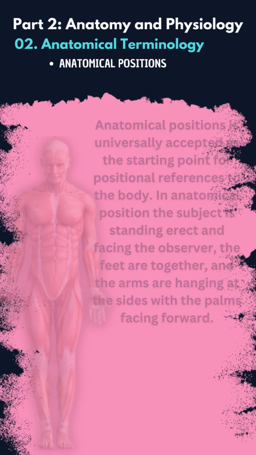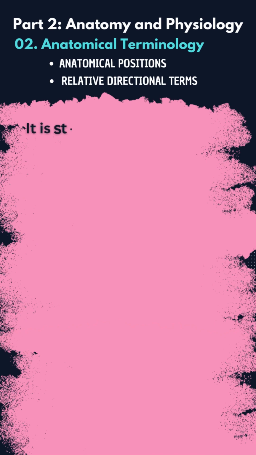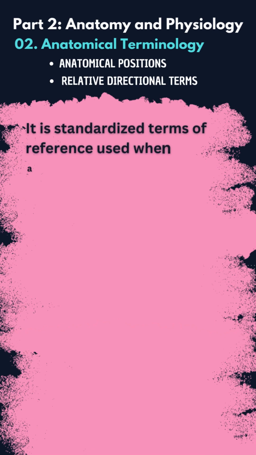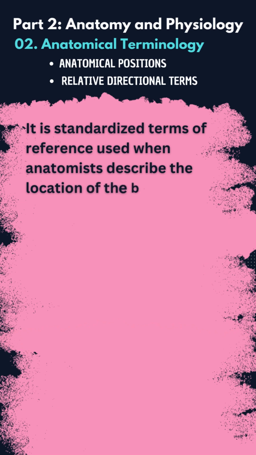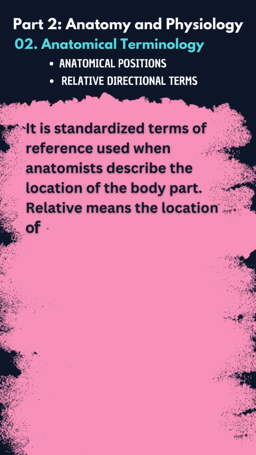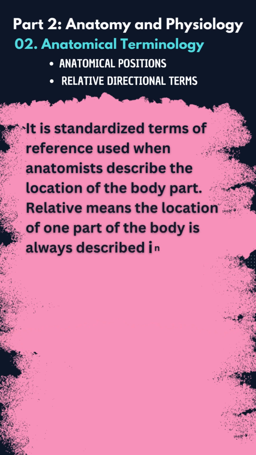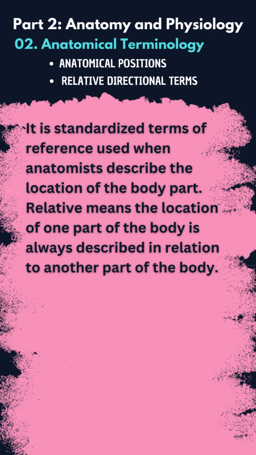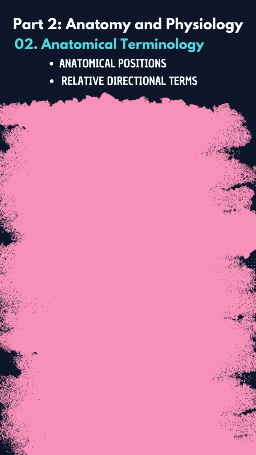Now coming to relative directional terms, these are standardized terms of reference used when anatomists describe the location of the body part. Relative means the location of one part of the body is always described in relation to another part of the body. Let's go through some relative directional terms for better understanding. Let's focus on the screen.